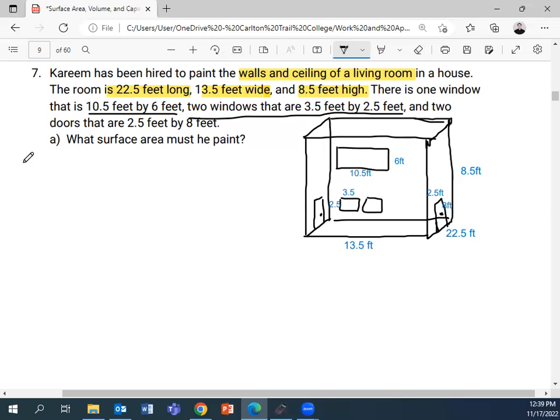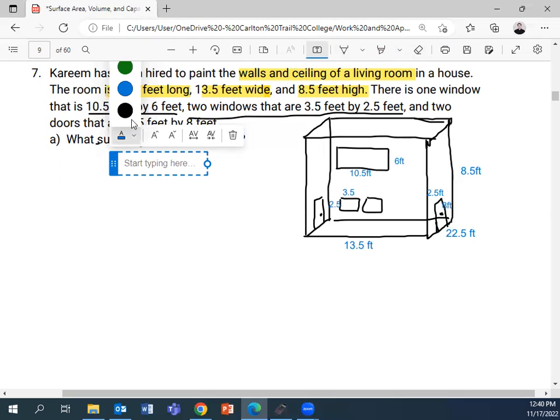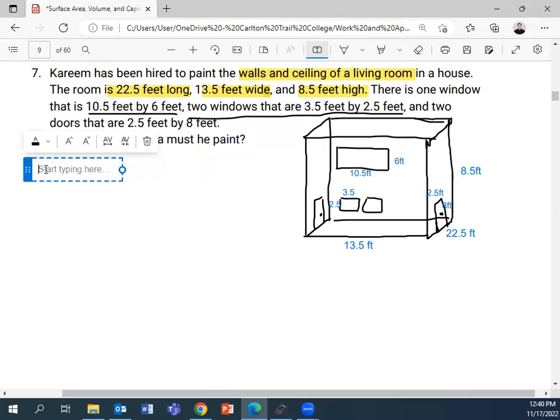I'm going to take SA, surface area. So the SA, I'm just going to put of my 5 sides. Wait, no, what am I doing? I can type this now. So I can take my surface area of 5 sides minus the windows and doors. Oh, so we're only doing the 5 sides.